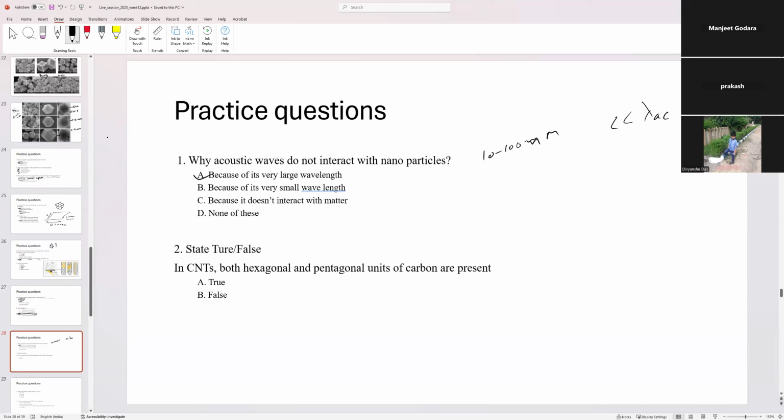In CNTs, both hexagonal and pentagonal rings are present. So this is true because in a perfect CNT you would get hexagons, but in CNTs you find in the lab or in real life, you have some amount of pentagon and hexagon. There you have a pentagon in between.